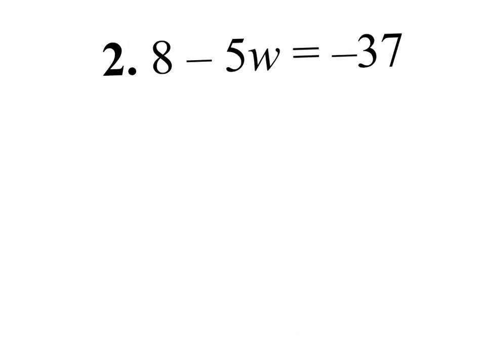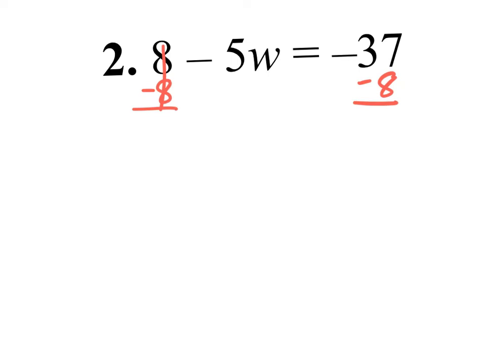We need to realize that the W is on the left side of the equal sign. I need to get it by itself. I don't want this minus 5, and I don't want the 8. You get rid of the 8 first. That number that's all by itself, you get rid of it by doing the opposite. The opposite of positive 8 is negative 8. What you do to one side, you do to the other side.